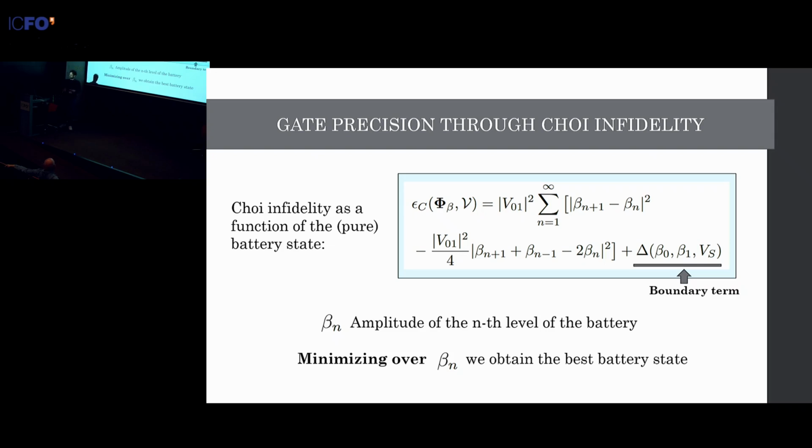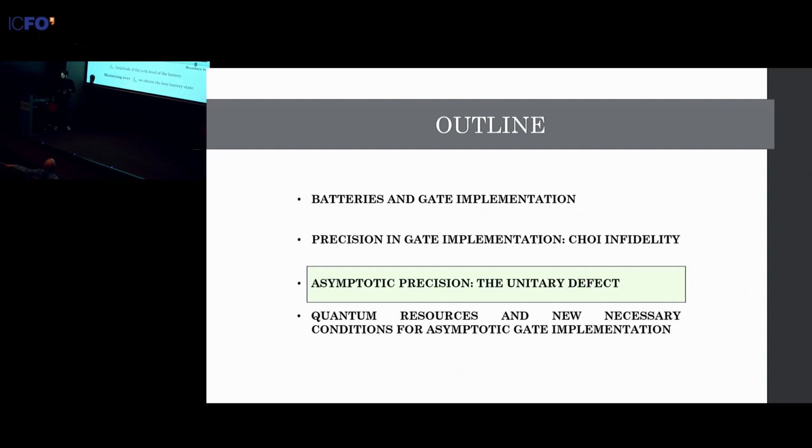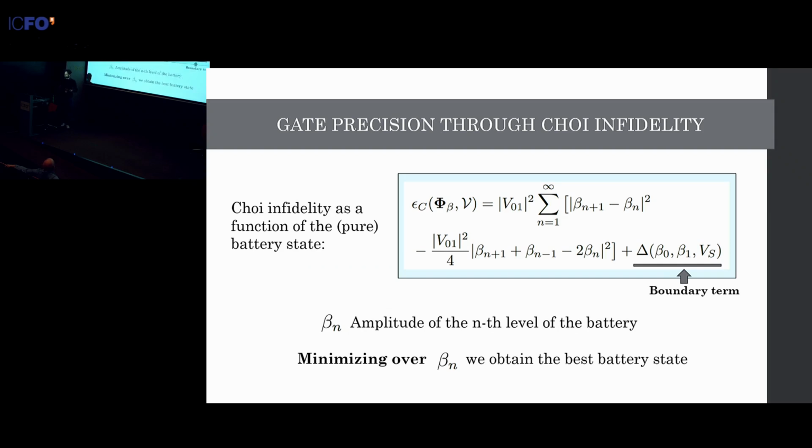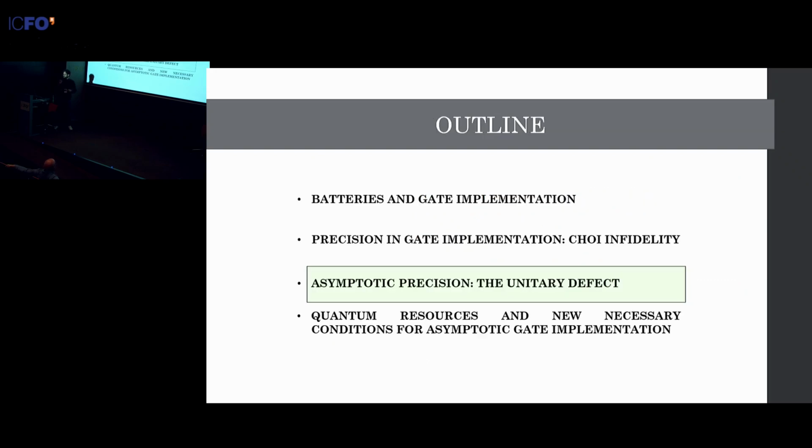Now we want to minimize over this preparation in order to obtain the best battery state, the one achieving the maximum precision. This is difficult to do in general, but what we can do analytically is this optimization in the limit of high precision, so when this epsilon is close to 0. This is the case that is interesting for quantum computation, because when you want to perform a gate, you want to perform it with fidelity close to 100%. It's not really useful to perform it with a fidelity of 70 or 80%. So this asymptotic limit of high precision is the more interesting one for practical purposes, and is the one that we can solve analytically.